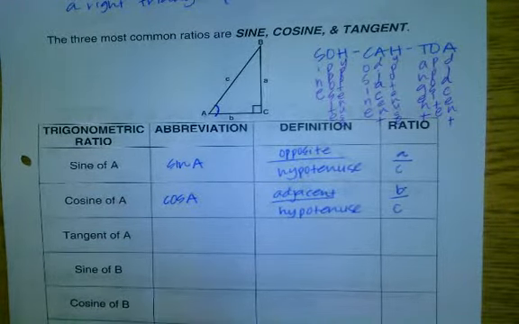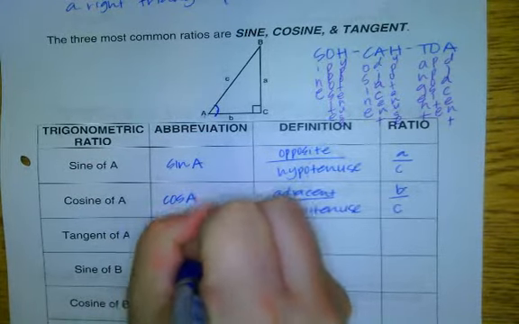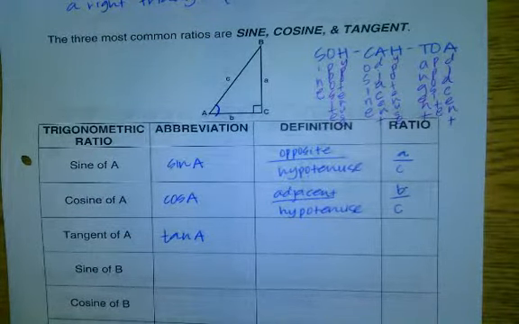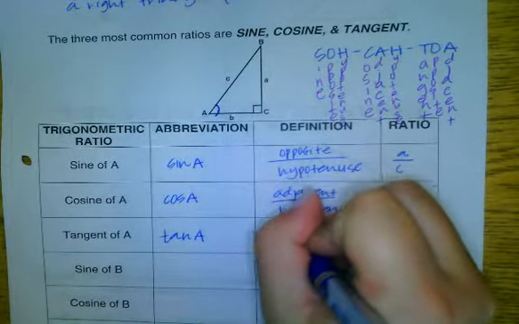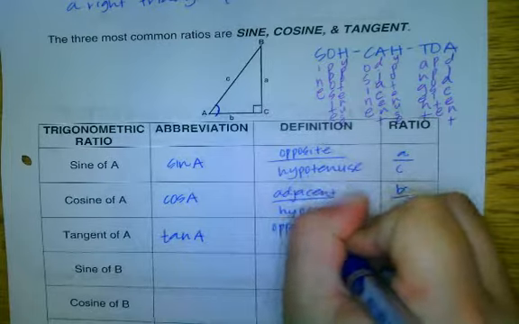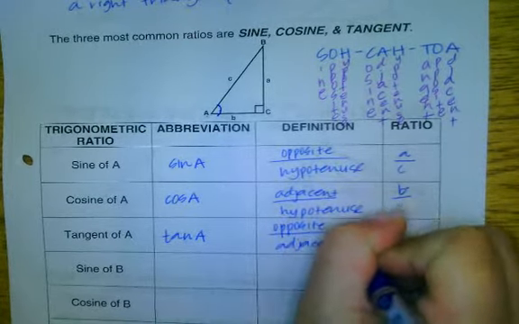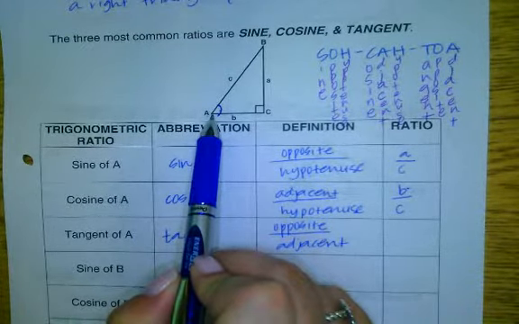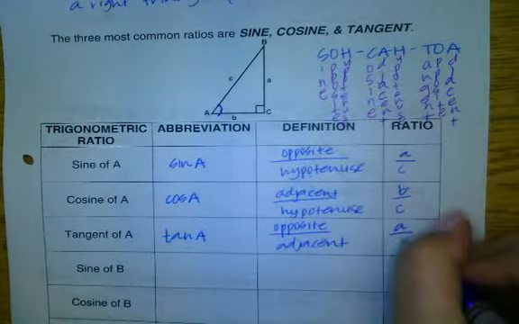Okay, then we have tangent, our last one, abbreviated just tan. And how do we find tangent? Very good. Opposite over adjacent. So still referencing angle A, what's opposite? Little a. And what is adjacent? B.